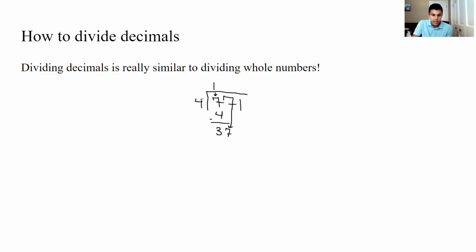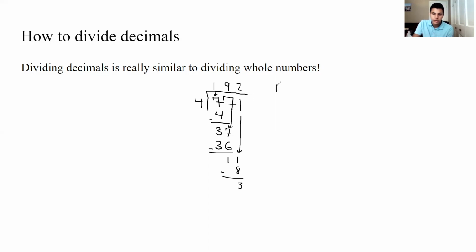So let's repeat. 4 goes into 37 9 times. So we're going to put a 9 right here. Now multiply 9 by 4, and we get 36. Now subtract 37 minus 36, and we end up with 1. And finally, we bring down a 1 here. Now repeat this process. 4 goes into 11 2 times. 2 times 4 is 8. 11 minus 8 is 3. And we have nothing to bring down.